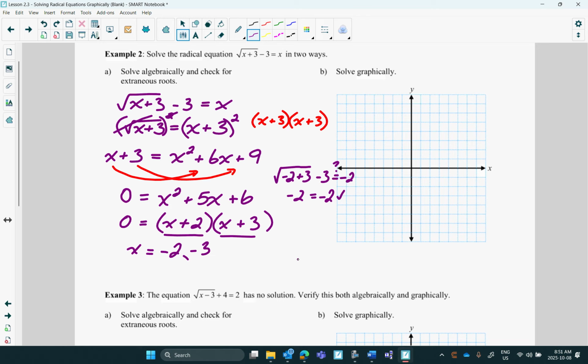Now we're going to check the other one. When I plug -3 in for x, does the square root of -3 plus 3, subtract 3, equal -3? Well, this is 0. Square root of 0 is 0. 0 minus 3 is -3. So the left does equal the right. These are both good solutions.